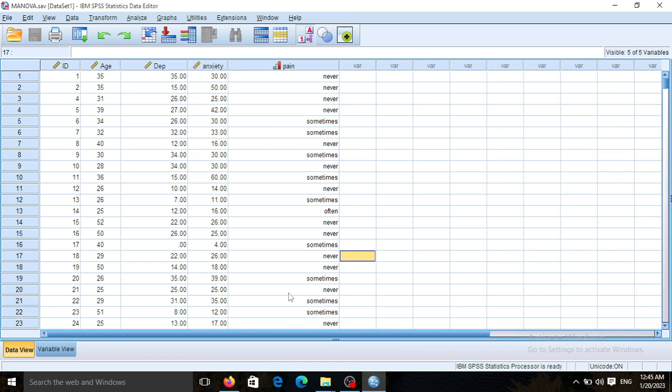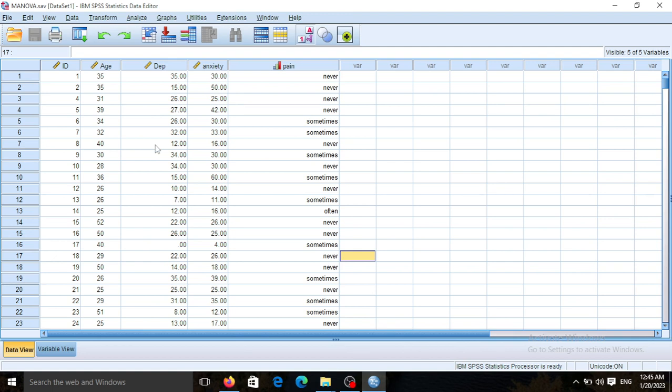MANOVA is used to measure the effect of a qualitative variable, for example headache severity in this study, on several quantitative features, for example anxiety score and depression score, which both of them are quantitative.